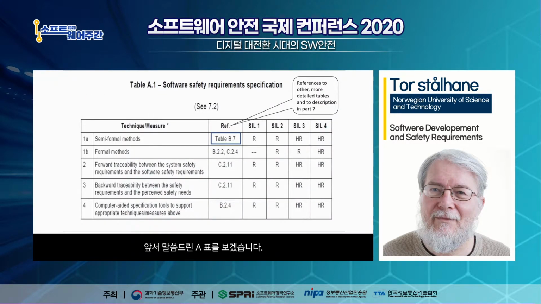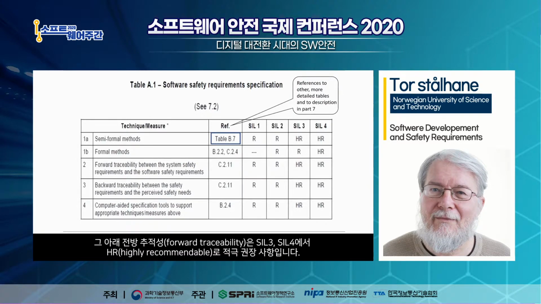Then we have this A table, as I said. In this case, A1, which is software safety requirements. And for instance, for semi-formal methods, there is a reference to a table B7. And we see that forward traceability is highly recommended for SIL 3 and SIL 4. So this will tell you the SIL level and whether it's recommended or highly recommended. Recommended means just, well, that would be nice. Highly recommended means you need to do this. And then there are references here to table B7, which is the next one.